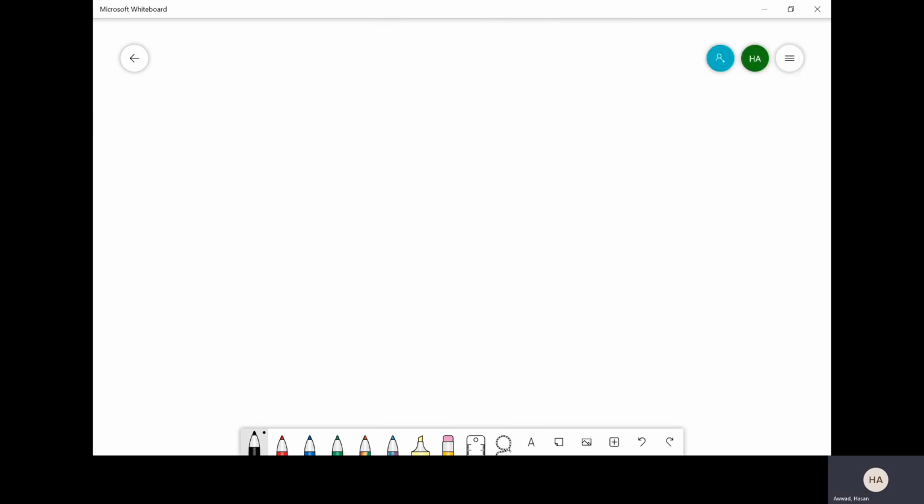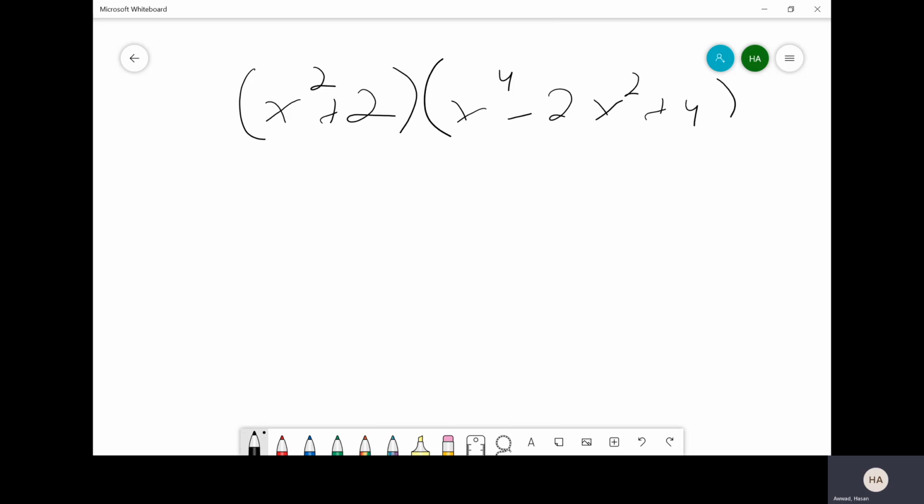Okay. So yeah, we have been doing this class for about 40 minutes. Why don't we end off with one last classwork, and that'll feel like a good natural place to stop, okay? So what I want you guys to do is I want you to expand the following. We have x squared plus 2 times x to the 4th minus 2x squared plus 4.